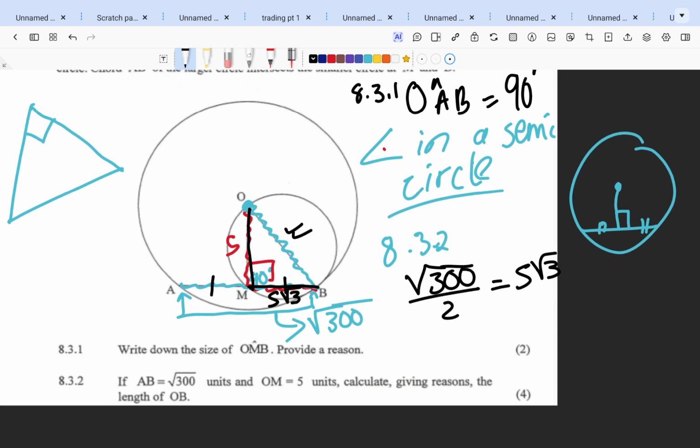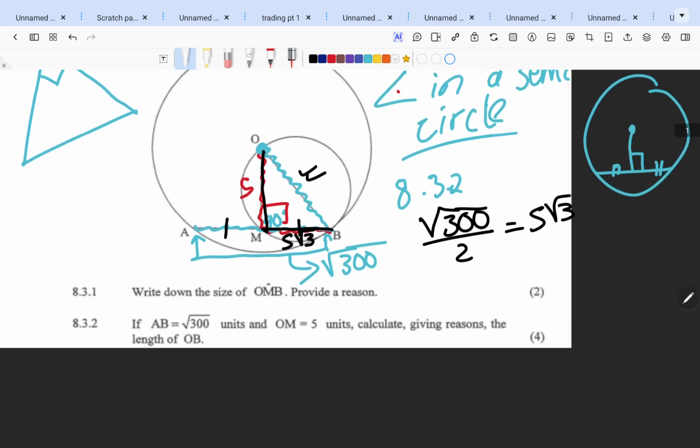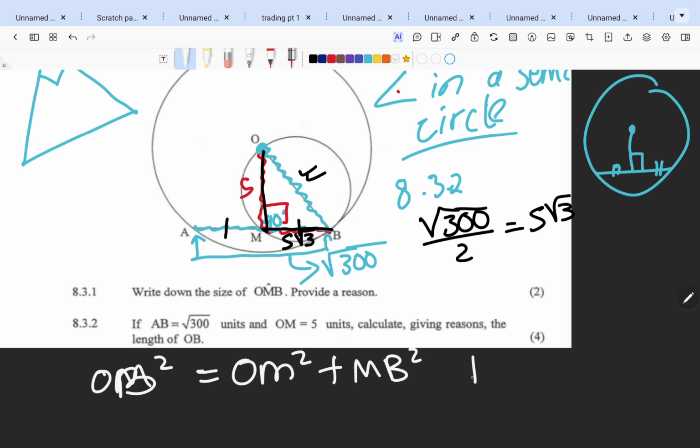I'm fine, guys. So MB is 5 root 3, and we have OM and MB, so it isn't going to be hard to find OB. How are you going to find OB? Theorem of Pythagoras. OB squared equals OM squared plus MB squared, and the reason is the theorem of Pythagoras. I know this one very well because we've been doing this since grade 9, so it's already registered in my head.